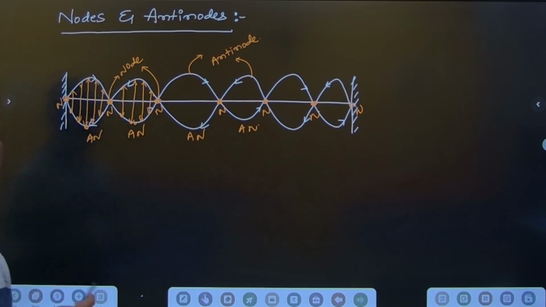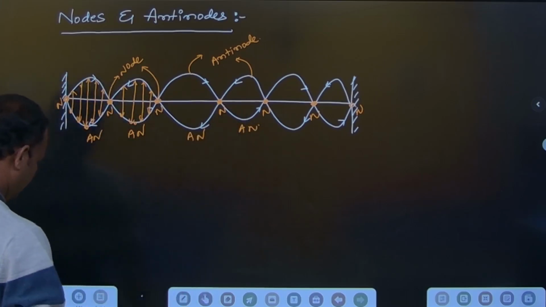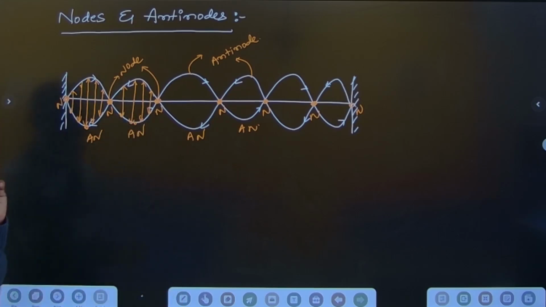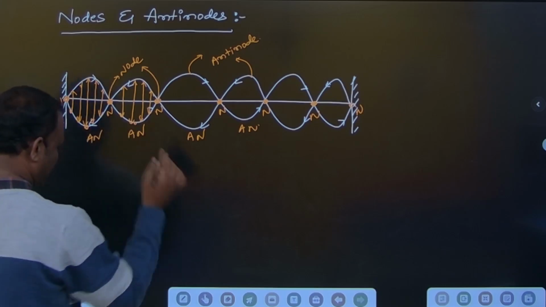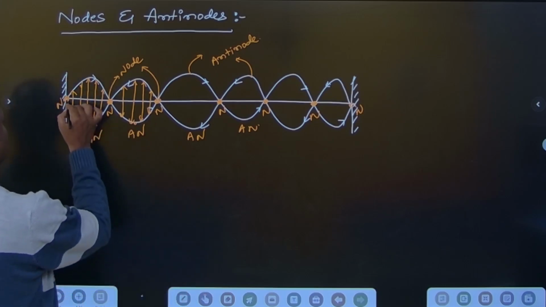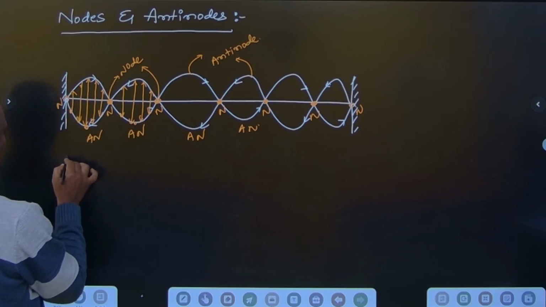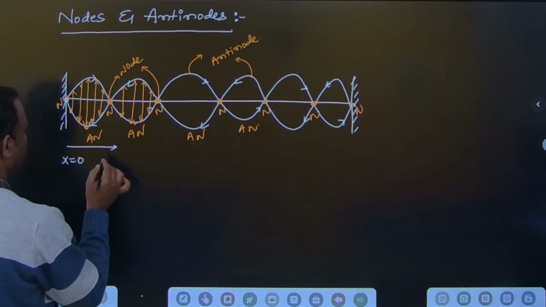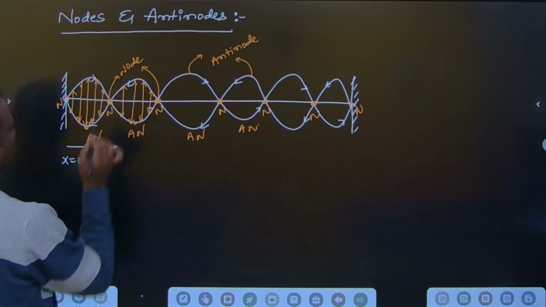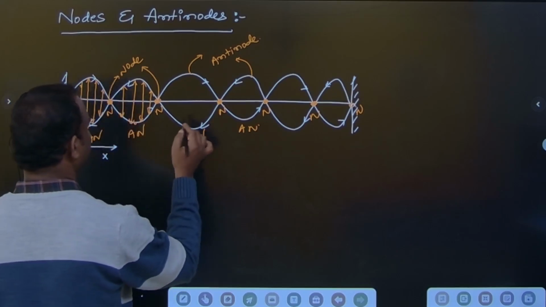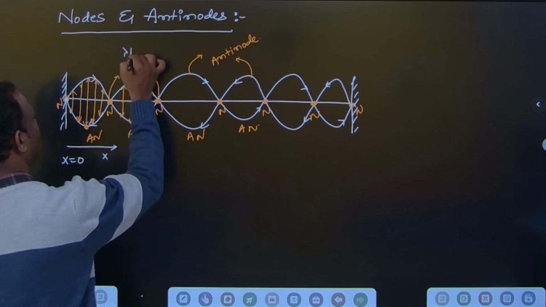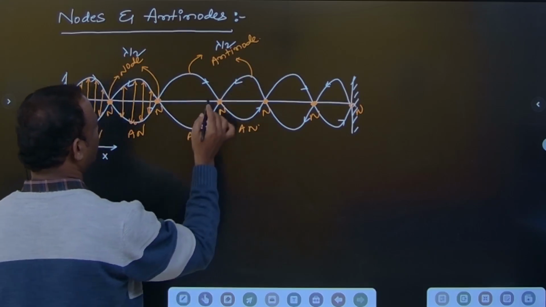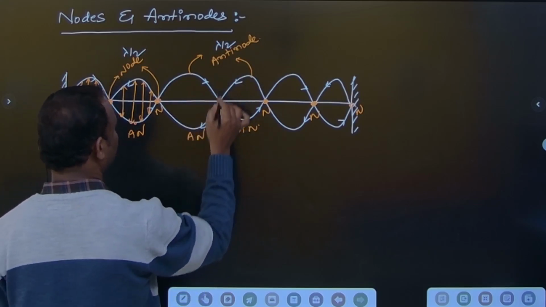One thing you remember: first let me complete this, then I'll go to the phases, the phase difference between adjacent loops. At x equals 0, the next node is formed here. The distance between successive nodes is lambda by 2, and between successive antinodes is lambda by 2.